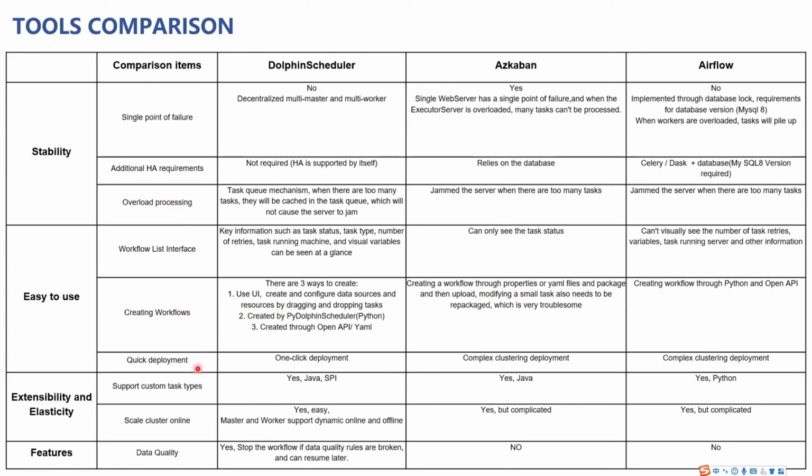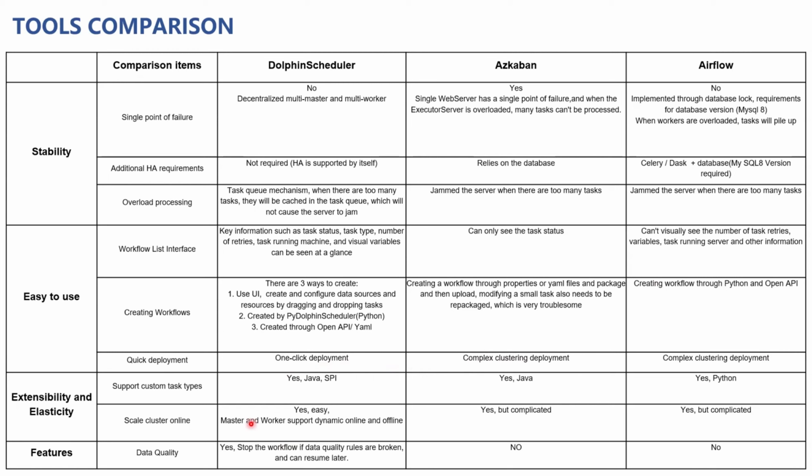About quick deployment, you can use Helm to deploy even in just one click. You don't have to change anything to set up a sandbox. But Azkaban has a complex deployment. It doesn't officially have Kubernetes deployment tools, but we are now supporting operators and Helm chart.